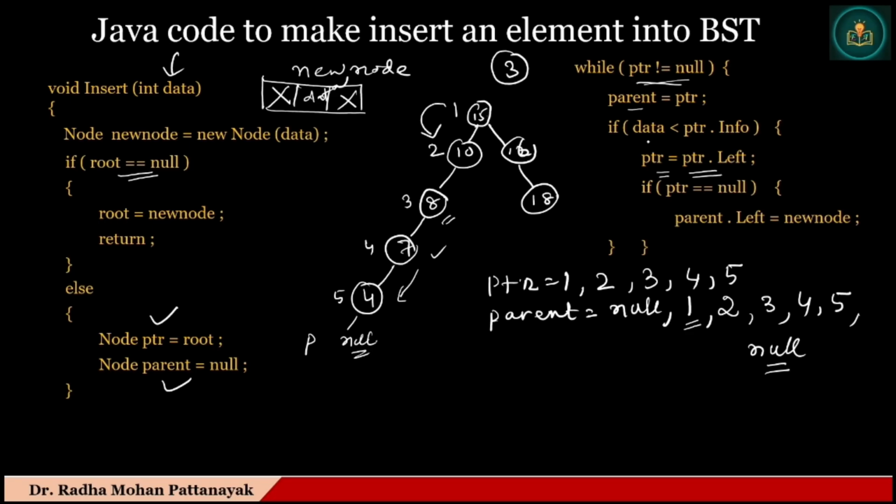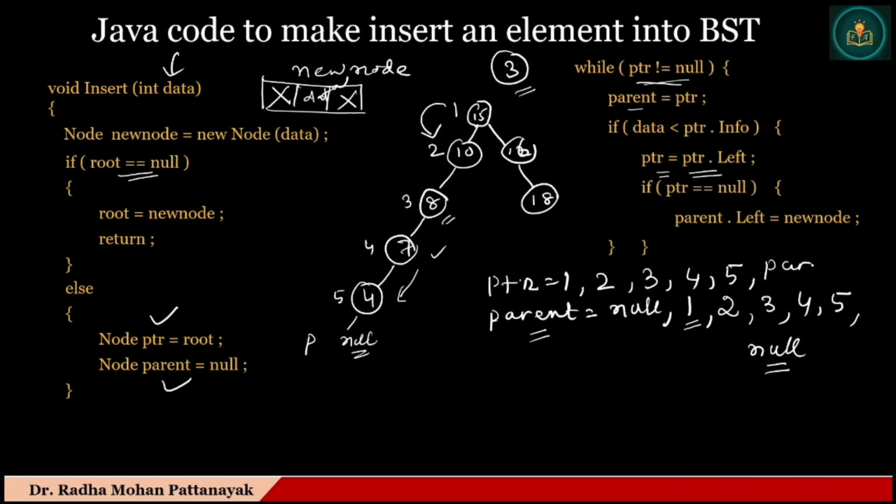Now check it. If PTR equals null, yes, PTR equals null now. So if PTR equals null, what do you need to do? You need to insert your item into the left part of its previous node. What is the previous node? That is 5. So in the left part of 5, you need to insert. To insert here, where will you get the address of this node? You can get the address of this node from the parent. Yes or no? You can get it from the parent.